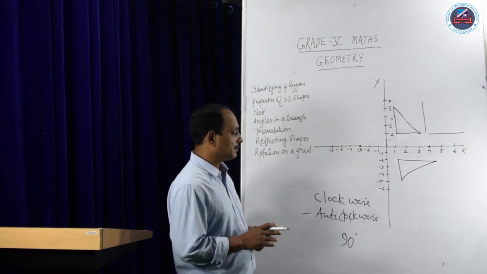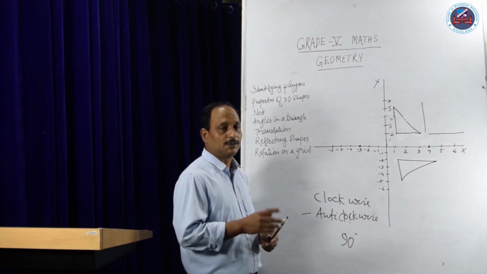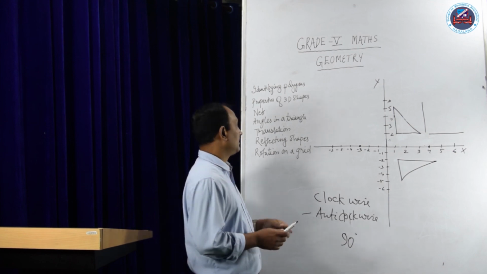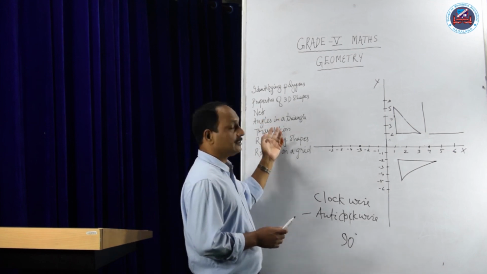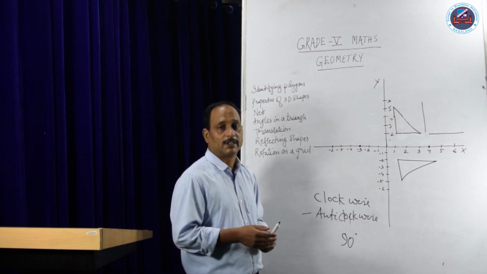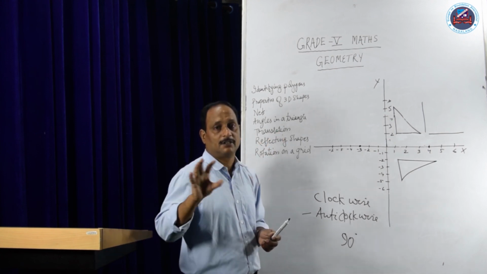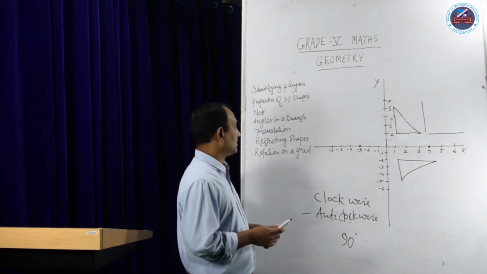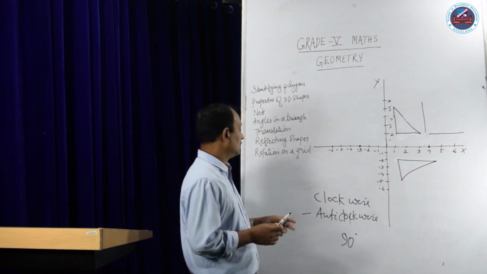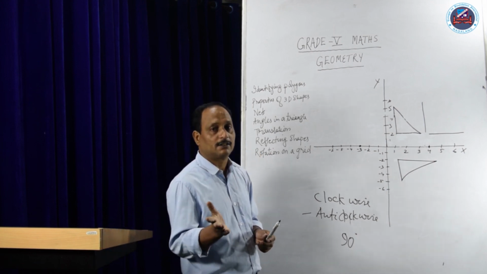Now, in today's video, we have learned how to identify a polygon. Polygon means 2D shape. Properties of 3D shapes, length, breadth and height. Net. Angles in a triangle. In a triangle, how many angles are there? 3 angles are there. How to find one angle when 2 angles are given. Translation, with a similar shape coming again one after another. Reflecting shape, the reflection of the shape with the help of a mirror. Rotation on a grid, how a figure is rotated on a grid.